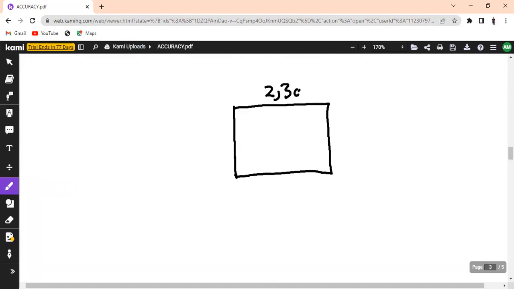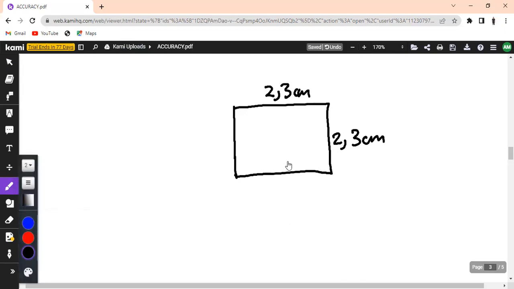Let me just put a last example. Let's say we have got a square which measures 2,3 centimeters. Definitely this one is to the nearest what? To the nearest one decimal place. So what are the limits for this?